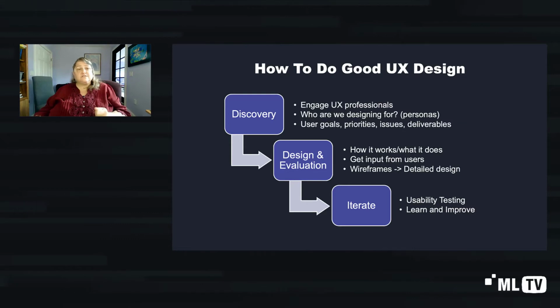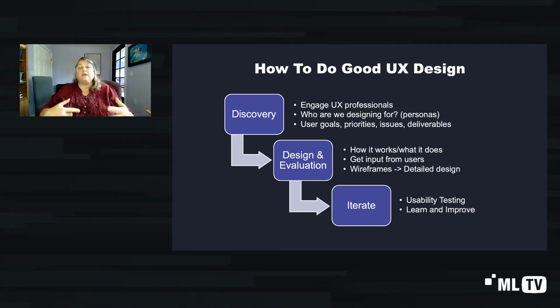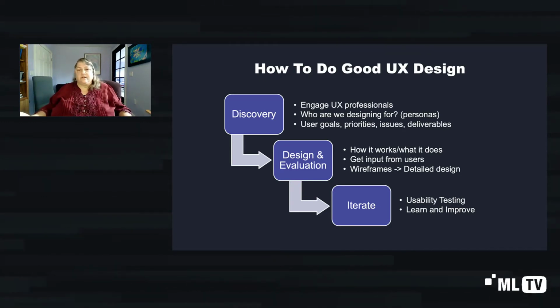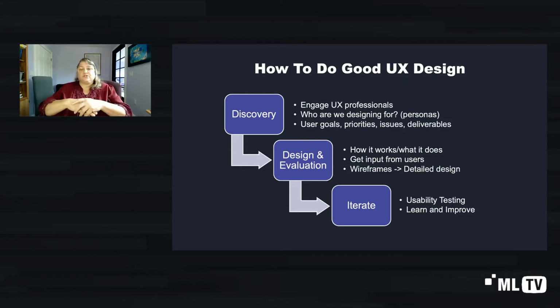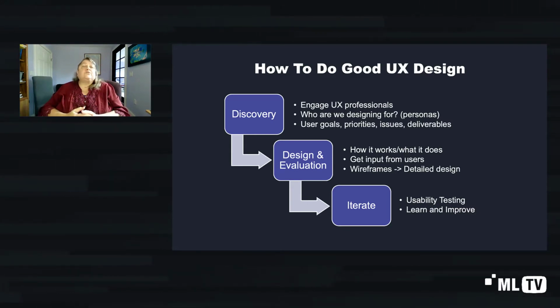And what we're trained to do is that kind of discovery. We figure out who we're designing for. You may have heard the term personas, which is a stereotypical kind of role that we name and personify, and really figure out what are their goals, what are their priorities, what are the issues they run into, what are they trying to deliver, what is their job. And then during the design phase, figuring out the best way for your software to work, to get input from users, to start with very rough designs, get early input before you move into detailed design. And then once you do have a product, how do you iterate it? How do you test it? What can you learn from that so you can improve?